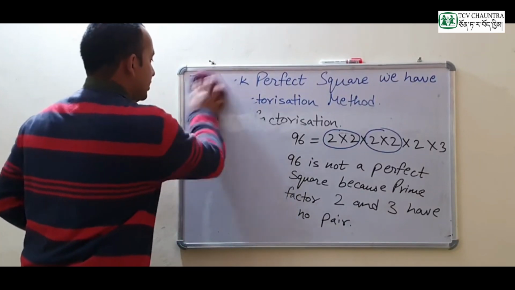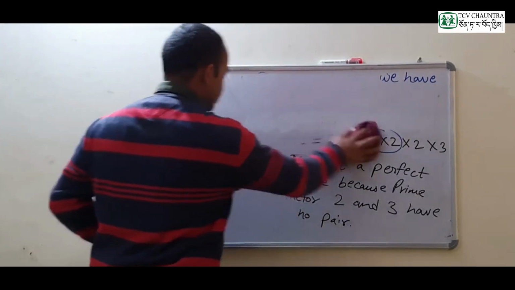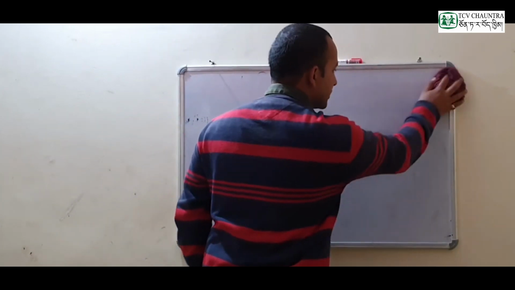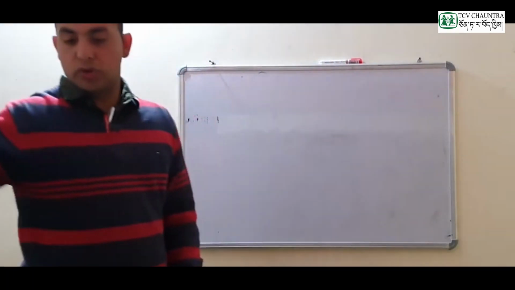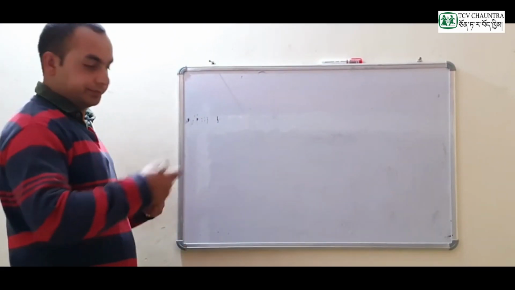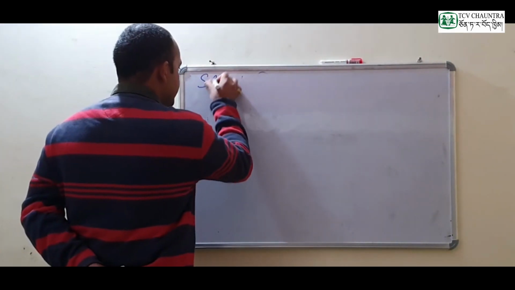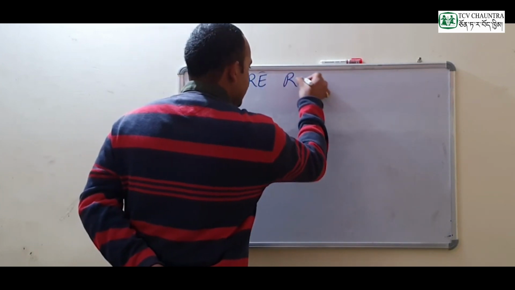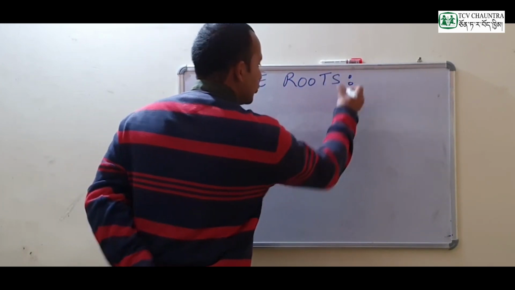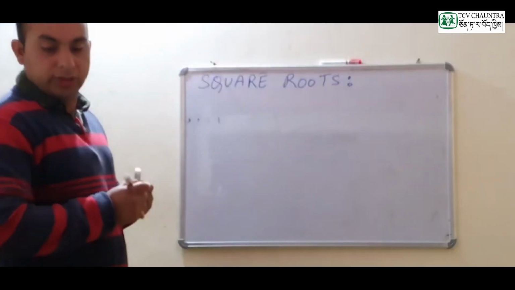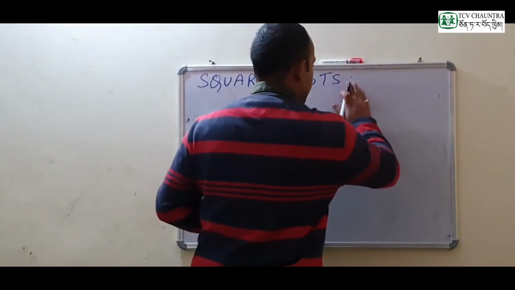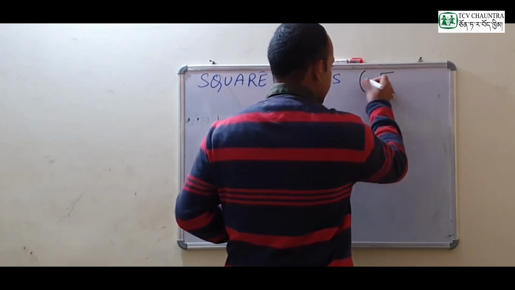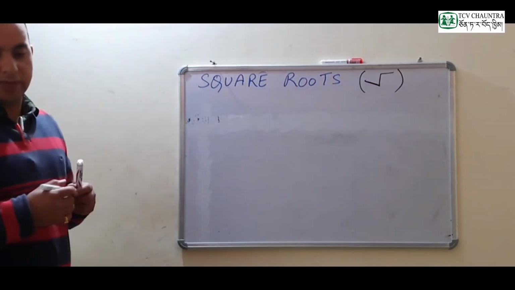Now till here we had learned about the square. Now we are going to learn about square roots. What do you understand by the term square roots? Square root is denoted by a radical like this. This is the symbol of a square root.